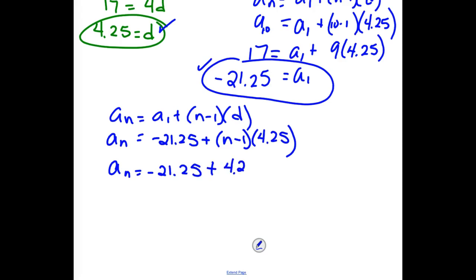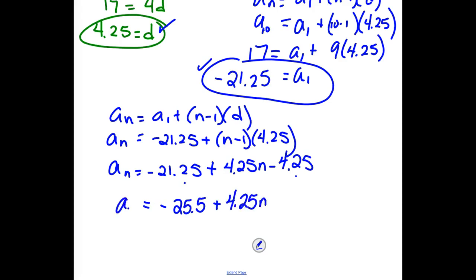Distributing should get us those pieces. 4.25n minus 4.25. And then combining like terms, I can put those two together as negative 25.5 plus 4.25n. Okay? Questions?